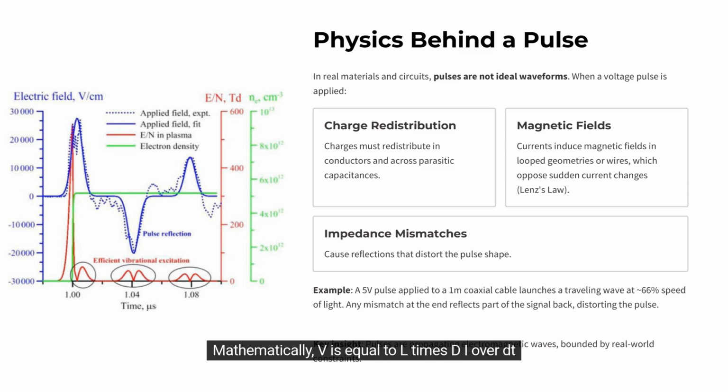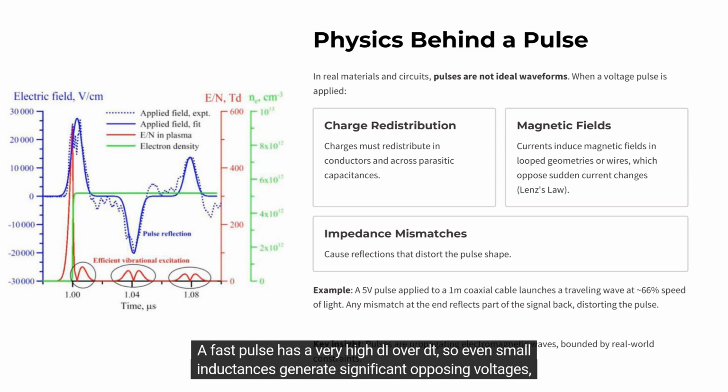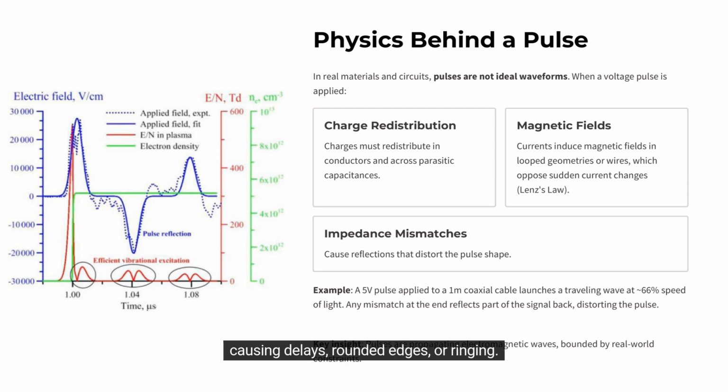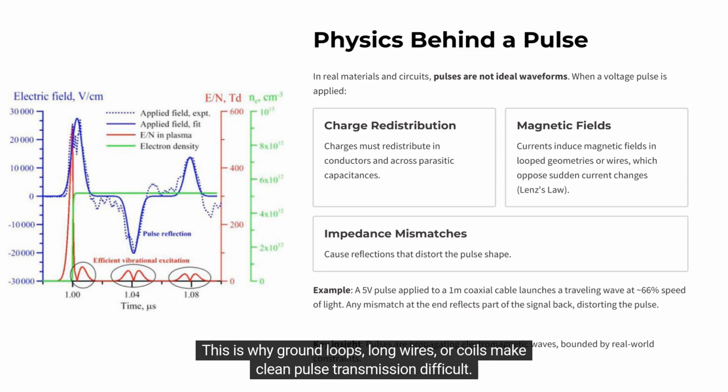Mathematically, V is equal to L times di over dt. A fast pulse has a very high di over dt, so even small inductances generate significant opposing voltages, causing delays, rounded edges, or ringing. This is why ground loops, long wires, or coils make clean pulse transmission difficult.